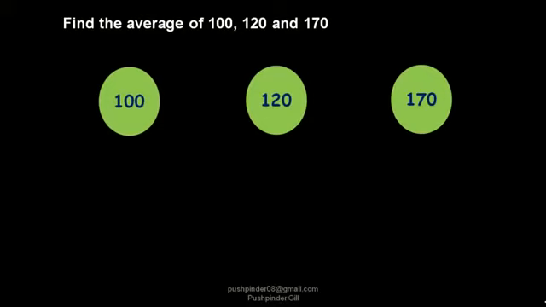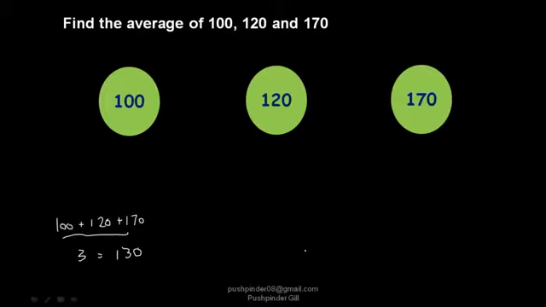Now the question is asking me what is the average of 100, 120 and 170. Now what do you do? To calculate the average, you do 100 plus 120 plus 170. But instead of doing that, you can assume any number to be the average, right? Let me assume that 100 is the average. Okay, so let's calculate the average of these numbers. I want to show a different point. So the average of these numbers is 130.